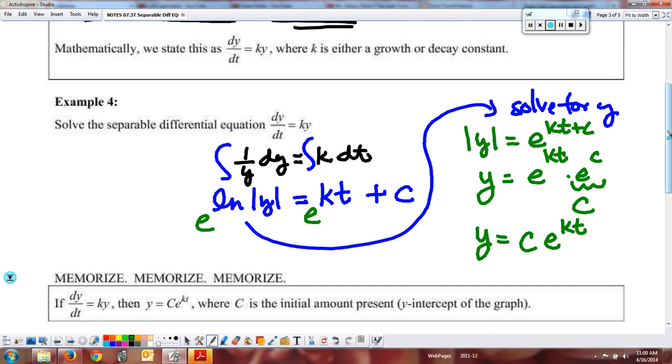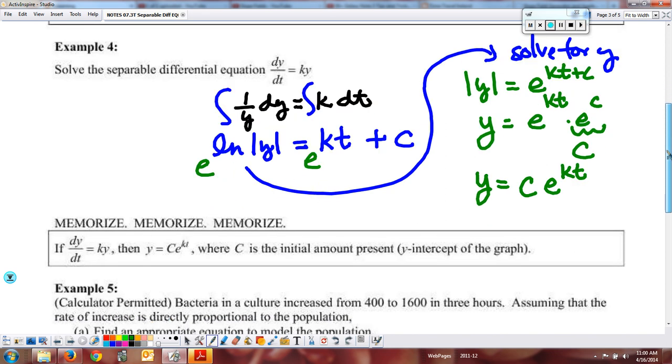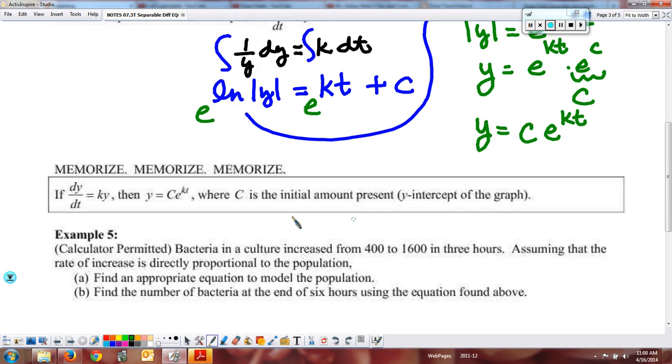So pretty much you don't have to do this process every single time. If you just memorize that when you know the rate of change is directly proportional to the amount you have, then it's exponential growth and there's a constant in front. This C is always the initial amount. It's kind of like your initial condition. And we've done a little bit with exponential growth and decay before.